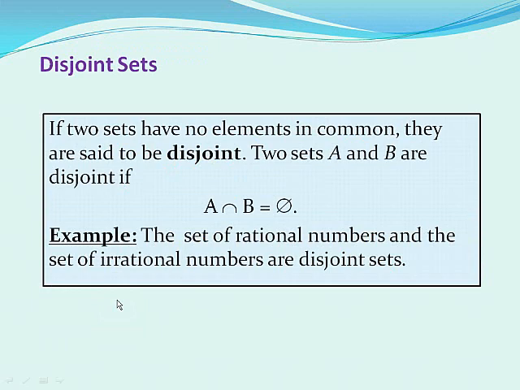Disjoint sets. If two sets have no elements in common, they are said to be disjoint. Two sets A and B are disjoint if their intersection is the empty set. For example, the set of rational numbers and the set of irrational numbers are disjoint sets, because we know that a number can be either a rational number or an irrational number, but not both.